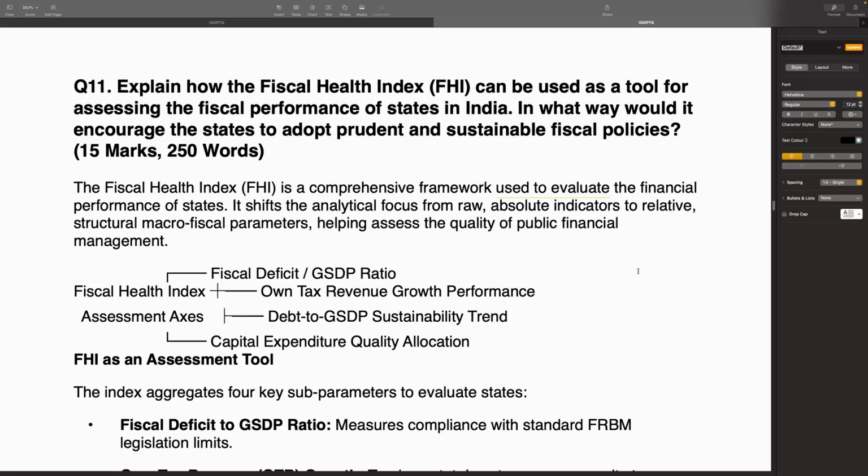Explain how the fiscal health index can be used as a tool for assessing the fiscal performance of states in India. In what way would it encourage the states to adopt prudent and sustainable fiscal policies? The fiscal health index is a comprehensive framework used to evaluate the financial performance of states. It shifts the analytical focus from raw absolute indicators to relative structural macro fiscal parameters, helping assess the quality of public financial management.